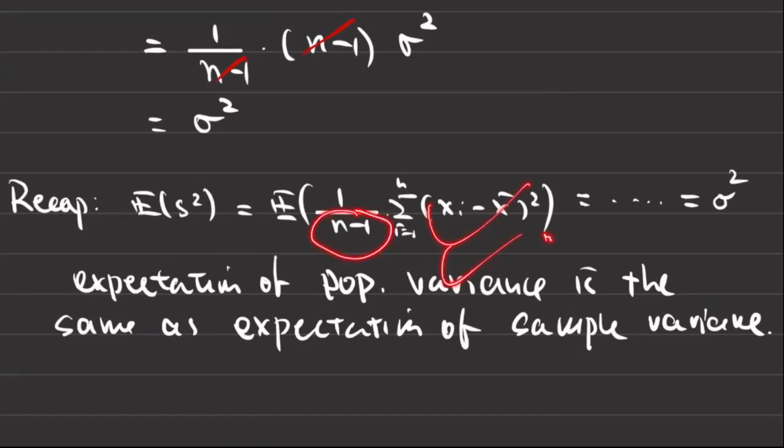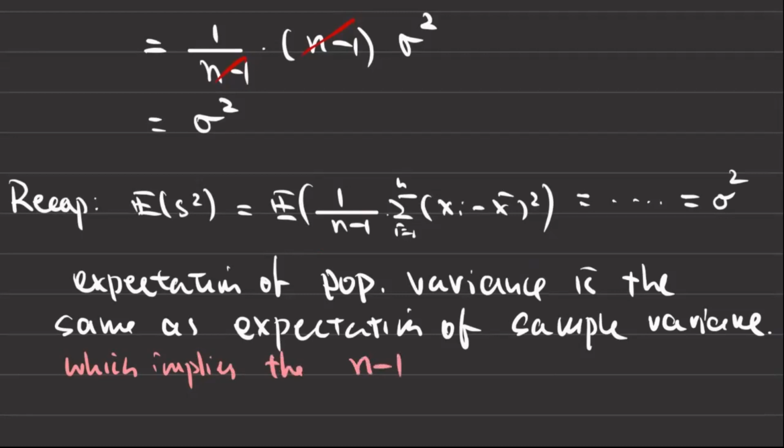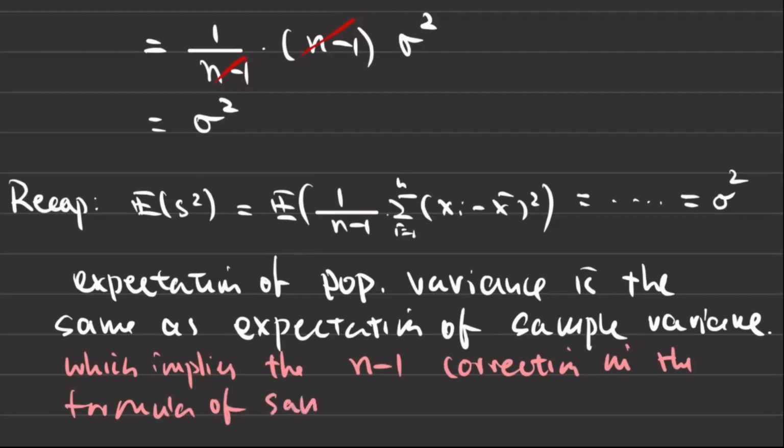Which means what? This n minus 1 correction is appropriate. So let's write that down, the final conclusion, which implies the n minus 1 correction in the formula of sample variance is appropriate.